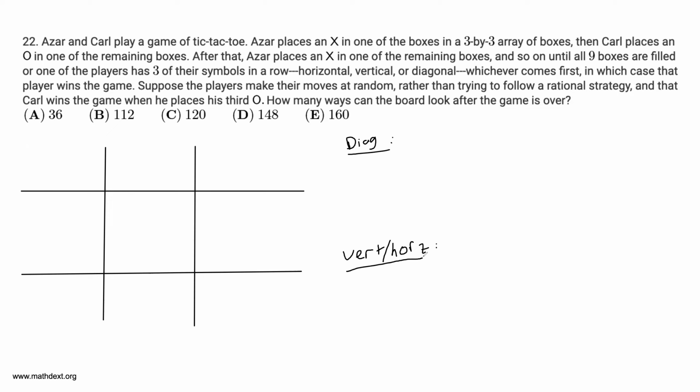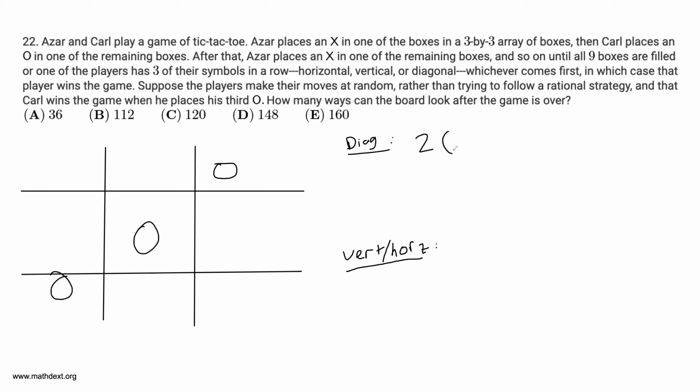So case 1, Carl wins diagonally. And you can notice that Carl winning like this is essentially identical to Carl winning here, like this, because they're mirror images of each other. So we only have to count the number of ways he can win like this and then multiply it by 2 for the other diagonal. So we can see that there are 2 diagonals times the number of ways Carl can hog one of the diagonals, and Azar places 3 X's.